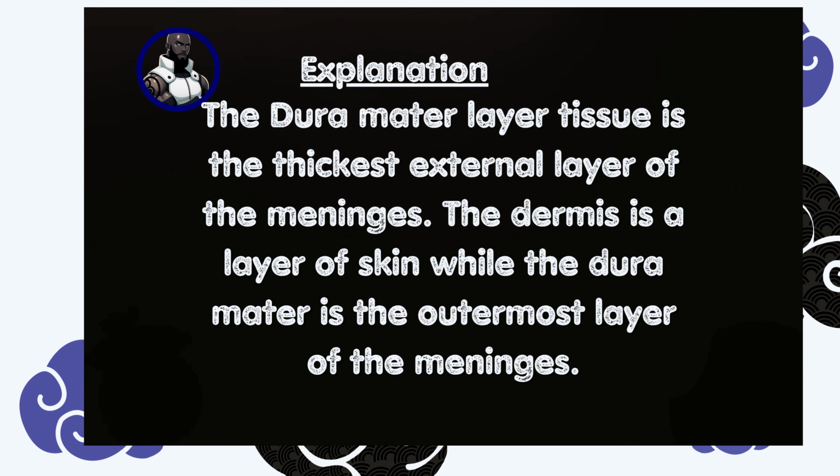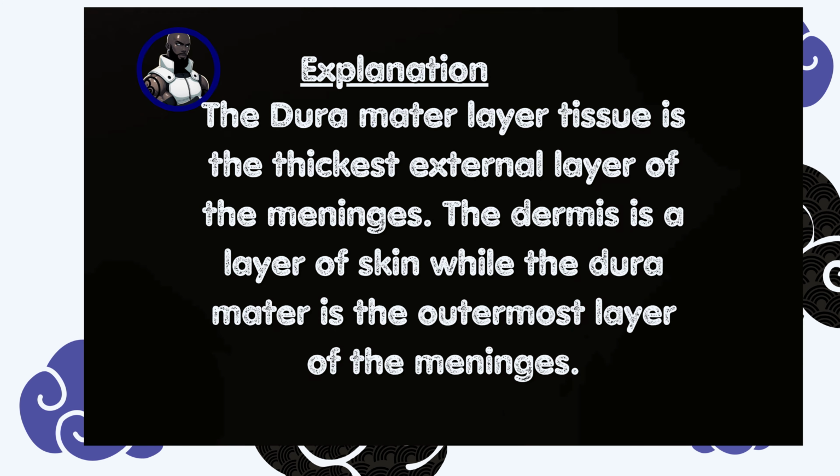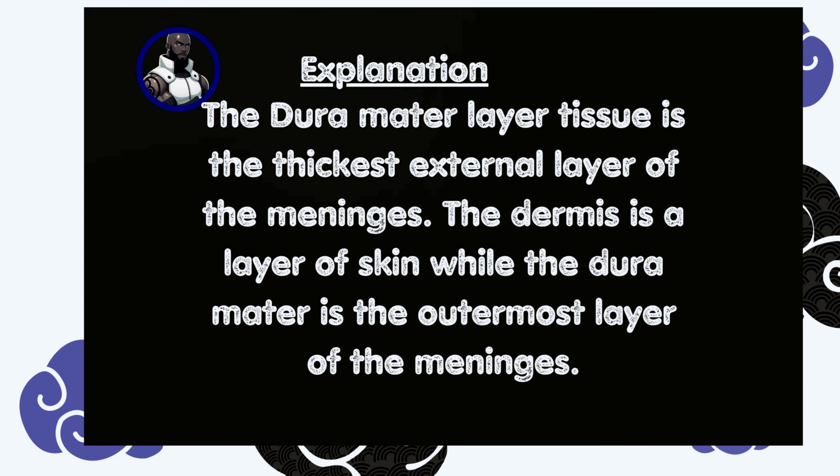The dura mater layer tissue is the thickest external layer of the meninges. The dermis is a layer of skin, while the dura mater is the outermost layer of the meninges.